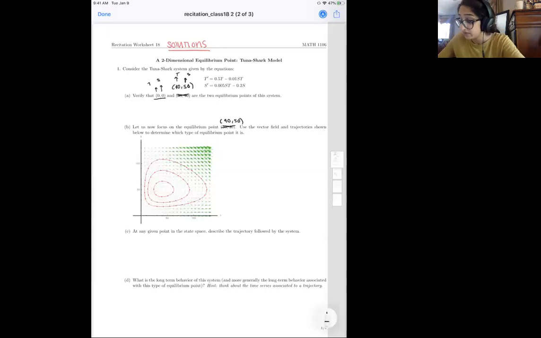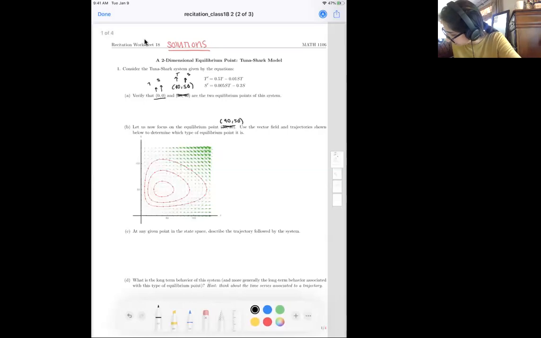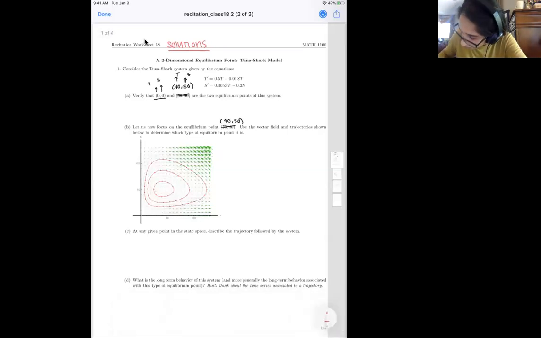Basically, in order to verify that something is an equilibrium point, we need to show that when evaluated at that point, all of the change equations are equal to 0. So I'm going to do this problem for the equilibrium point 40, 50, and show that it is in fact an equilibrium point, and then I'll leave the point 0, 0 as an exercise. If you're confused at all, I'm happy to answer questions during office hours.